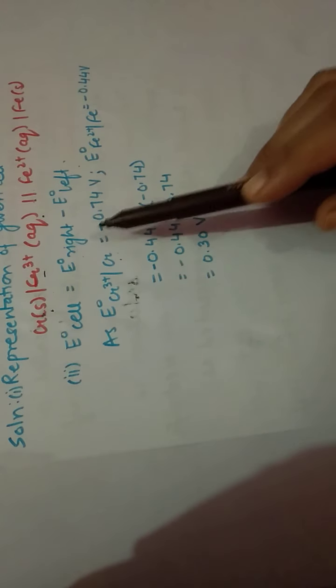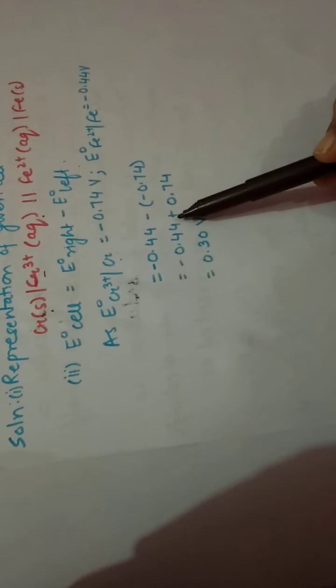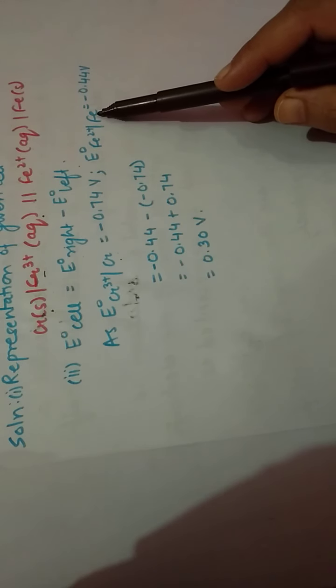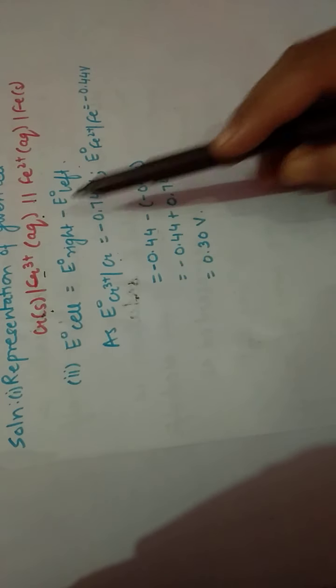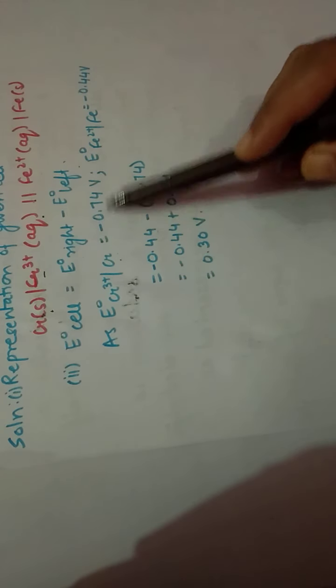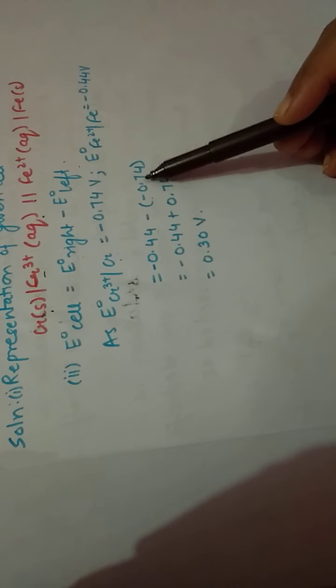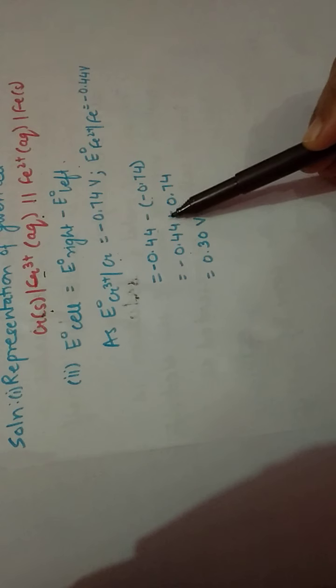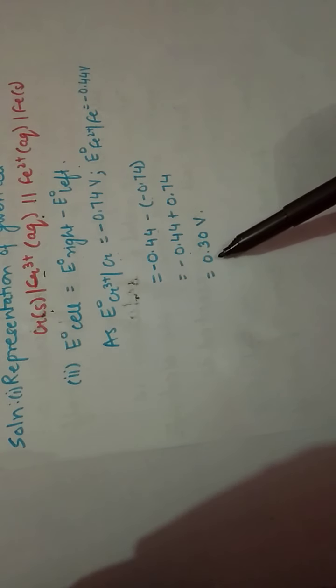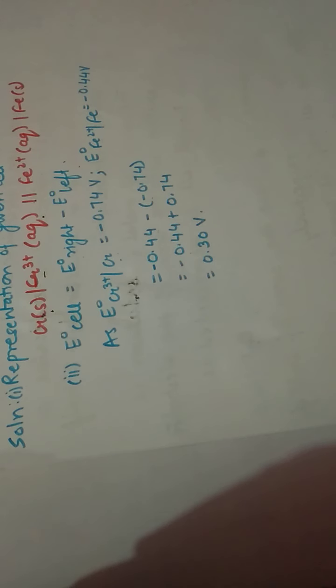So what we are going to do, firstly we write E naught cathode. The cathode is iron, so it is minus 0.44, minus E naught anode. The anode is minus 0.74, so it is minus 0.44 minus (minus 0.74), which is plus 0.74, equal to 0.30 volt. So this is the value of E naught cell.